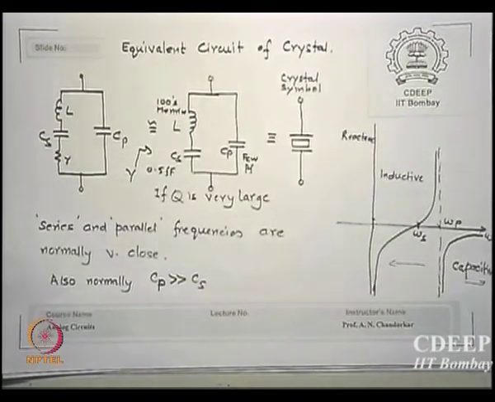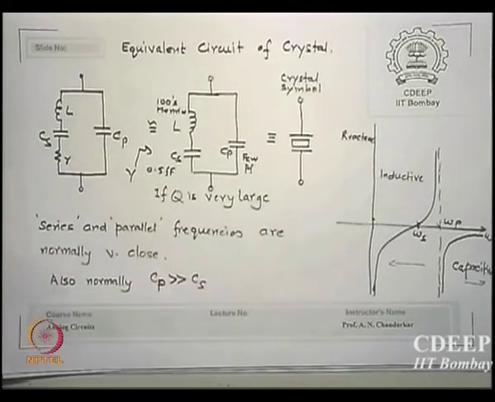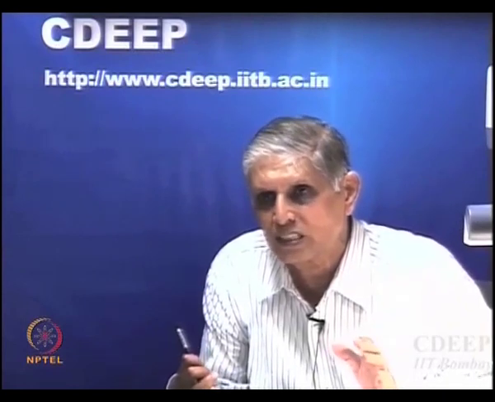Omega S is the series resonant frequency, and omega P is the parallel resonant frequency. Series and parallel resonant frequencies are called omega S and omega P. Please remember, a tank circuit, even a series LC circuit, is also a tank circuit, and it has its own 1/√LC as its frequency. It's called the series frequency.